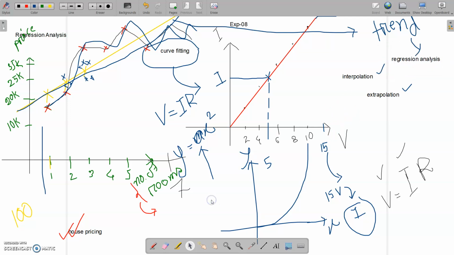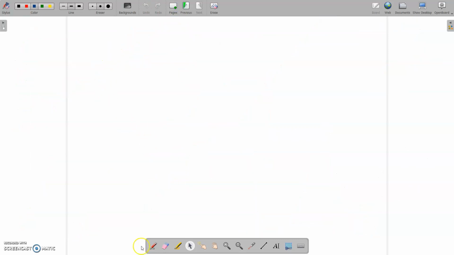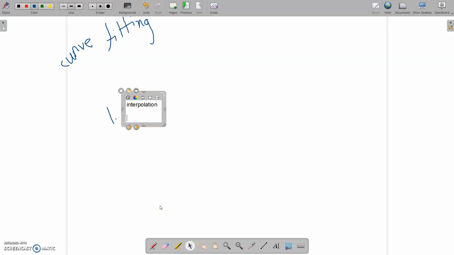So these are two different types of curve fitting. If we come back here, what we are discussing is curve fitting, that is the concept. Curve fitting can be of two types. One is interpolation, and the second type is regression. Interpolation is one and regression is two.